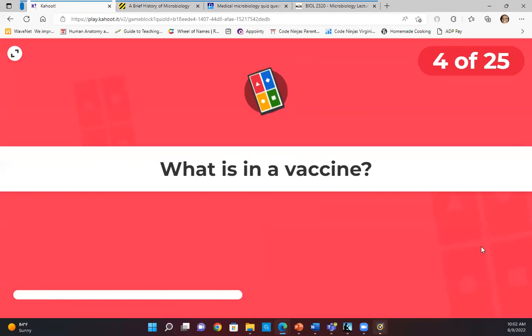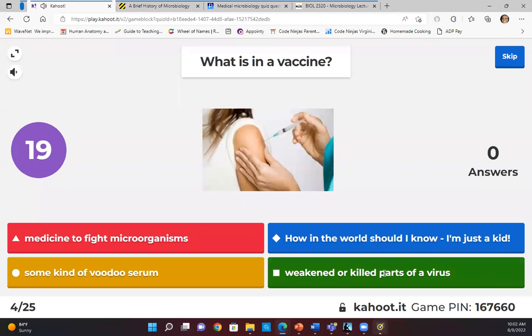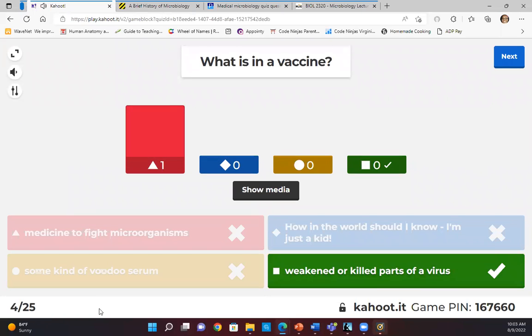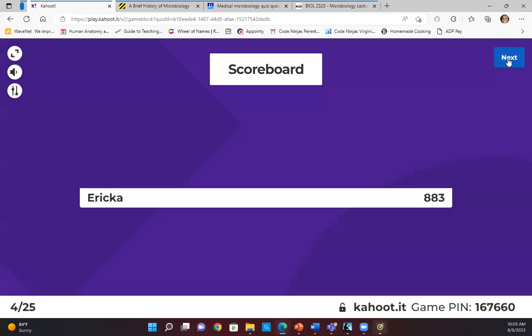Question 4. What is in a vaccine? Is it medicine to fight microorganisms? How in the world should I know? I'm just a kid. Some kind of voodoo serum, or weakened or killed parts of a virus? So it's actually weakened or killed parts of a virus, so that way the body could recognize them, right, and develop an immunity to it.